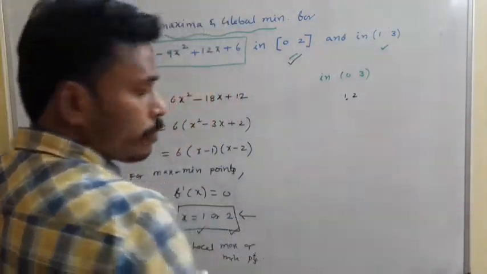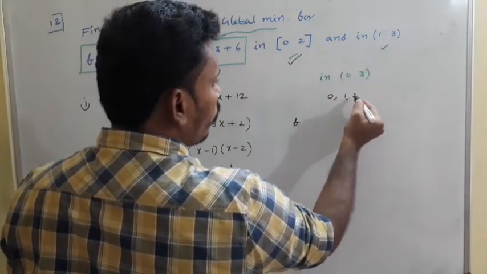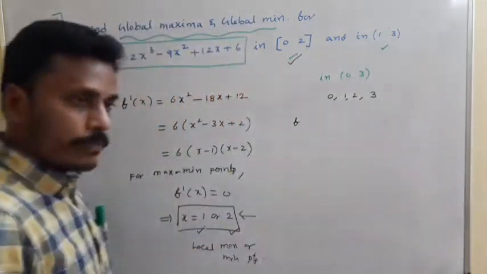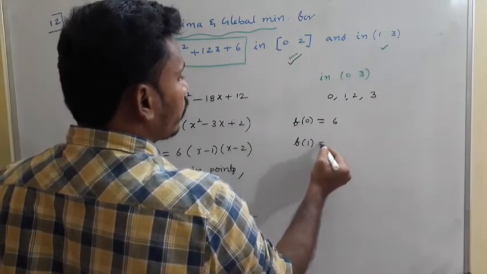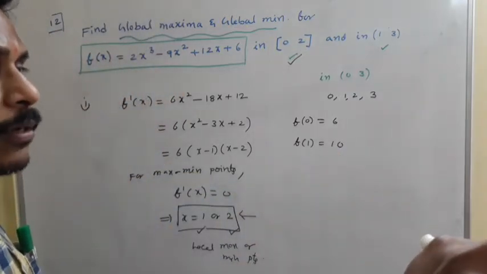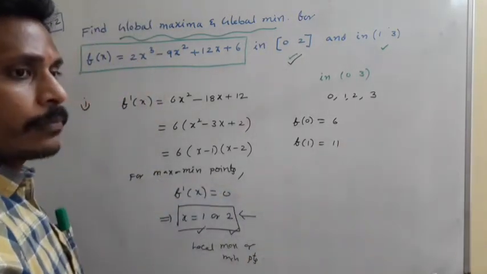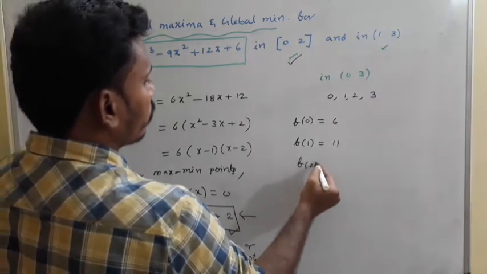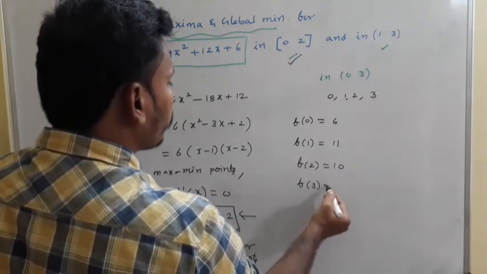If you wish to check what are the values, 0 and 3 are the end points, 1 and 2 are the critical points, that is, the maximum and minimum points, and the other end point is 3. So if you wish to check the values, f of 0 as I mentioned is 6, f of 1 which is equal to 10, I think so. f of 1 is 10 or 11? 11, right. And what do you say about f of 2? f of 2 is equal to 10. And what do you say about the value of f of 3?